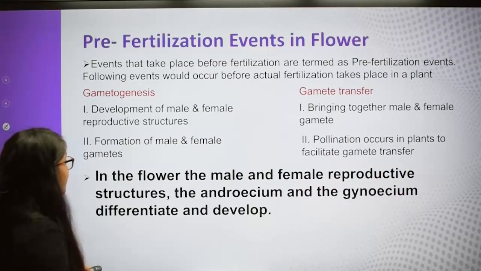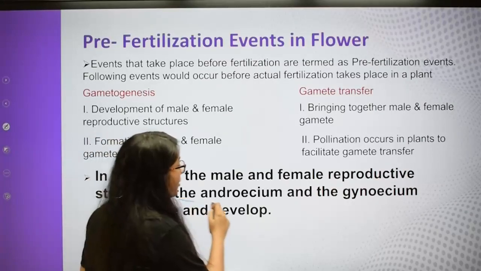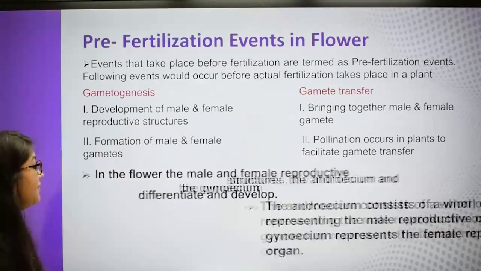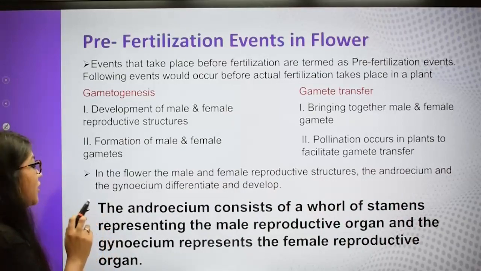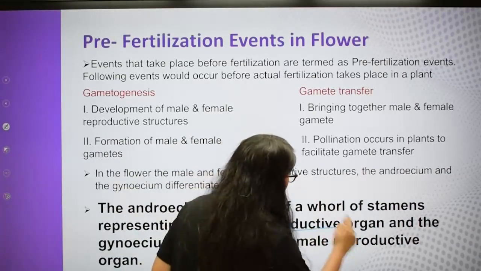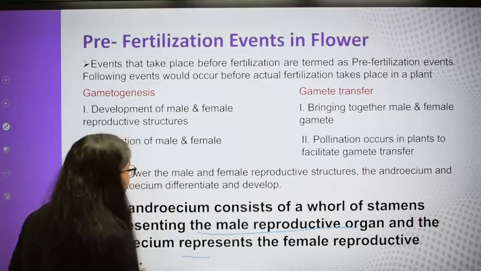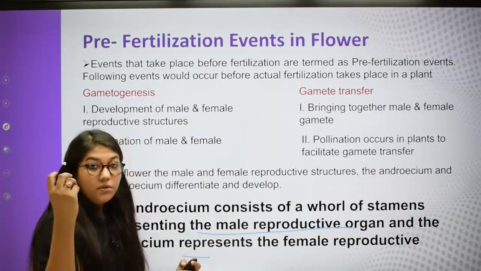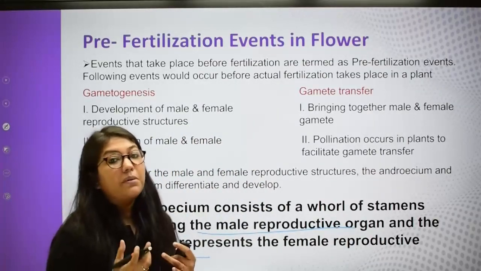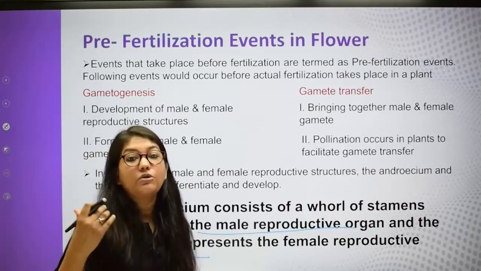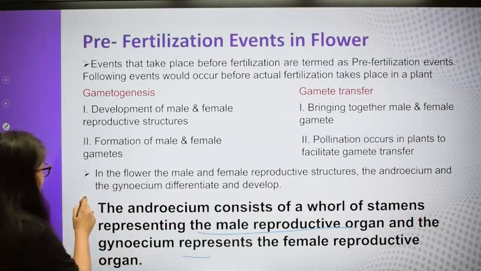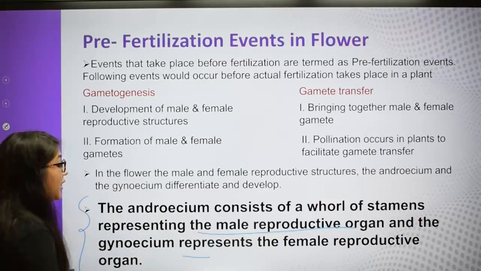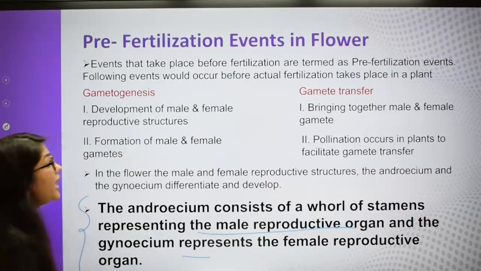Now in the flower, the male and the female reproductive structures, the androecium and gynoecium, differentiate and develop. The androecium consists of a whorl of stamens representing the male reproductive organ and gynoecium represents the female reproductive organ. All this information we have already discussed. Androecium, gynoecium, the whorls. What are the members of the androecium? The members of the androecium are stamens, the members of gynoecium are carpels, right? So that is what this line is saying. The androecium consists of whorls of stamens representing the male reproductive organ and gynoecium represents the female reproductive organ.